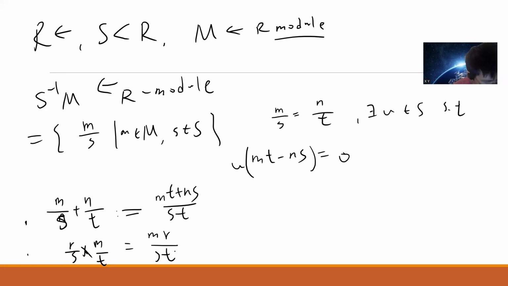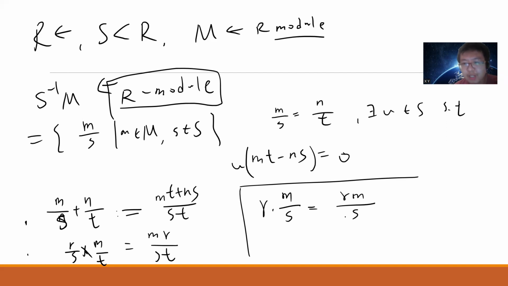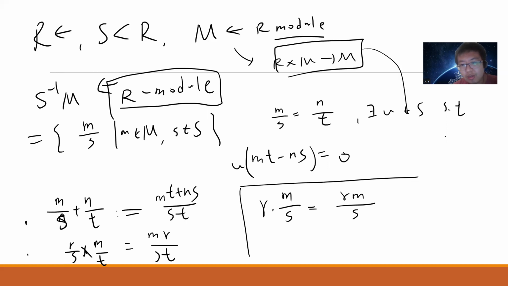The R module structure is simple: if I want r times n/s, then I just define it to be rn/s. Because it's an R module, basically there's a map, so this just extends to here.